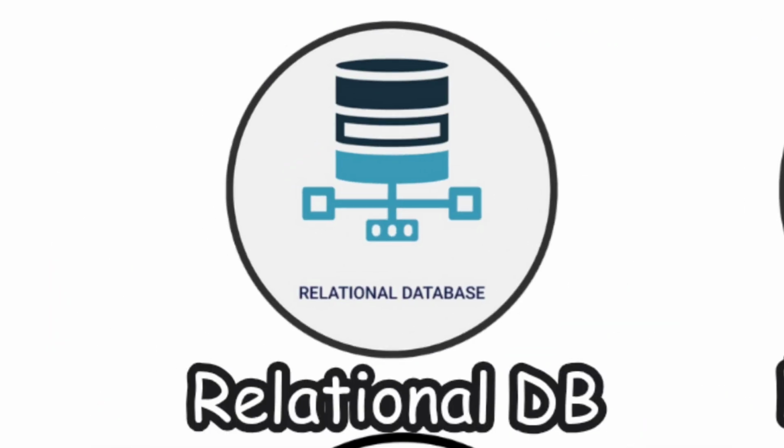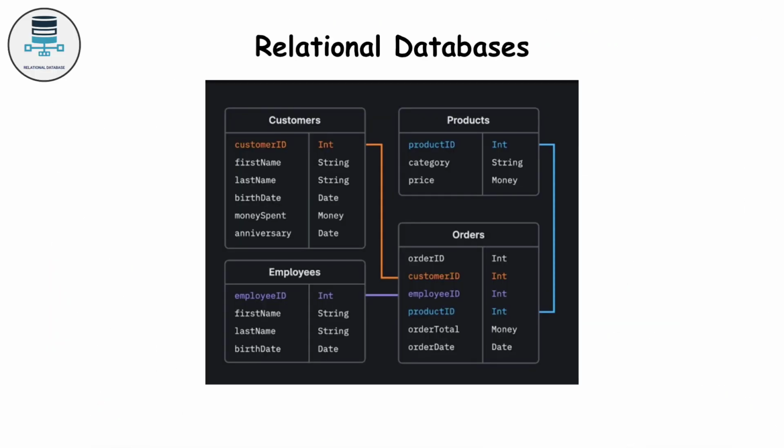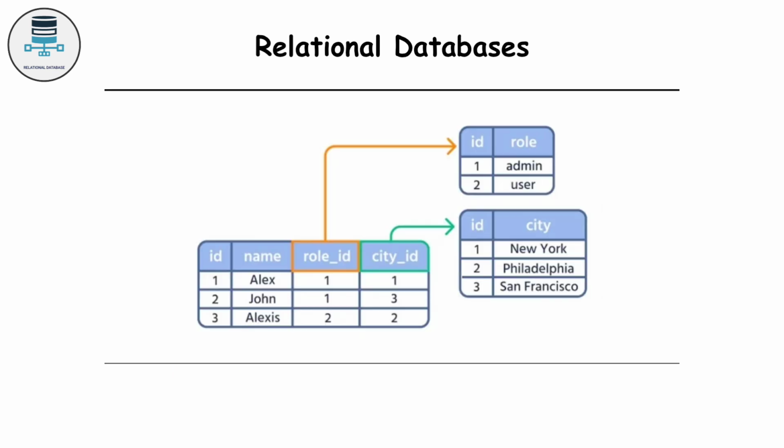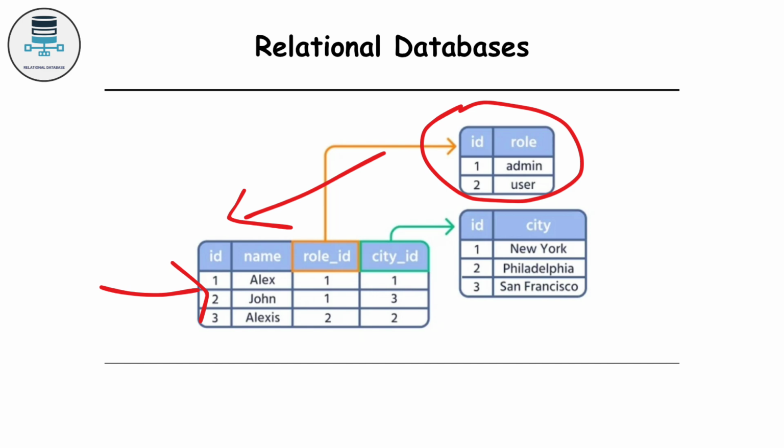Relational databases. Let's start with the king of them all, relational databases. These use tables, rows, and columns like a super organized spreadsheet. Data in one table relates to data in another, using keys. That's where the relational part comes in.